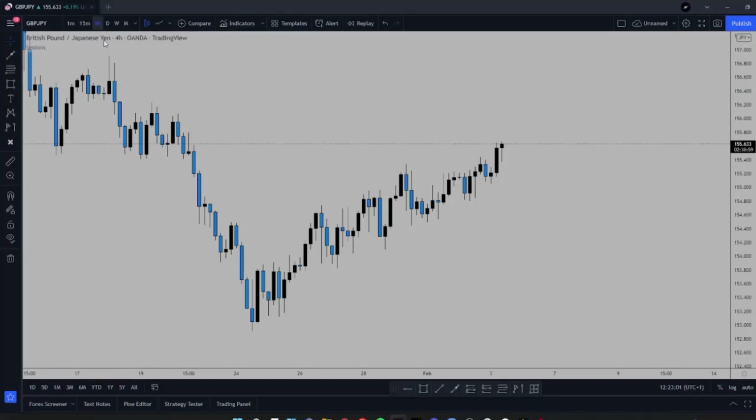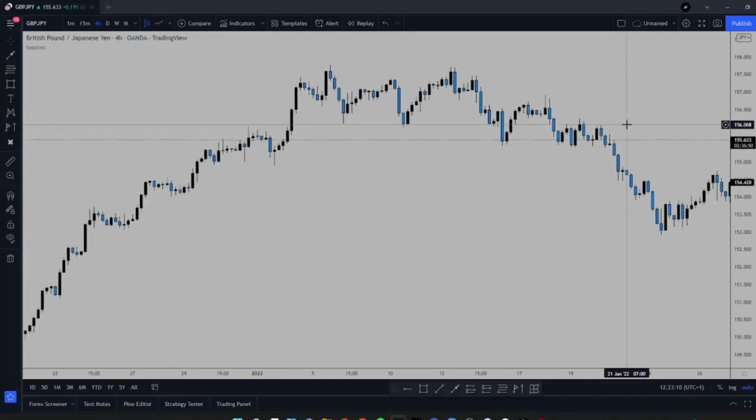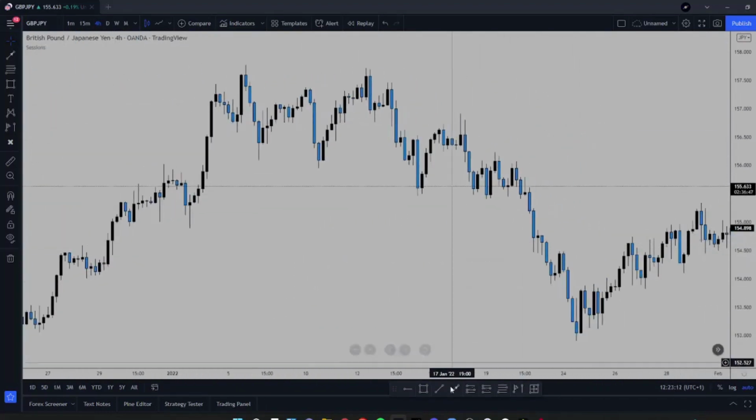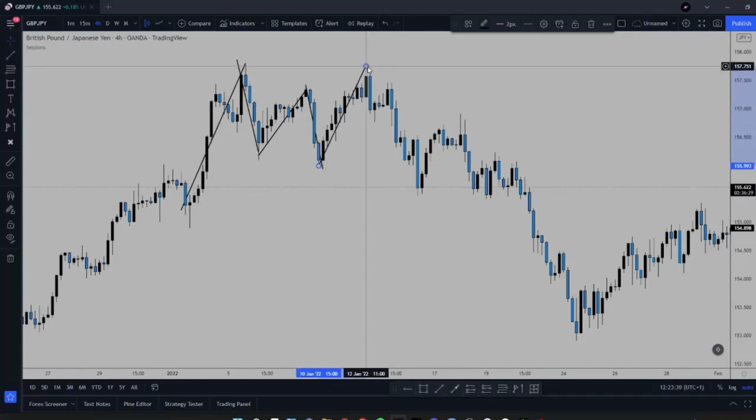So let us take a look at the 4-hour time frame as our analysis time frame. We're going to be talking first about our supply and demand zones. As you can see, we're just going to be drawing some lines of moves that have been happening. You can see that these are all moves that are happening. So we're just going to draw some lines.